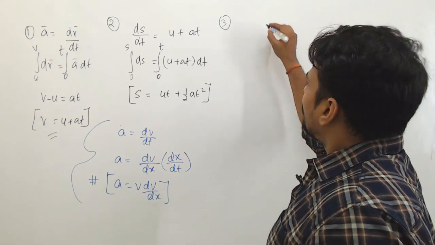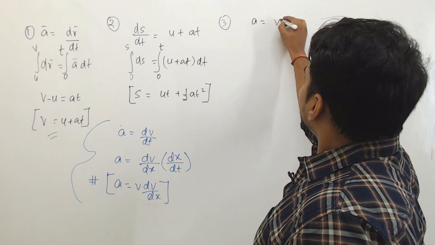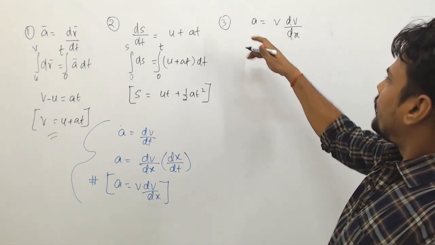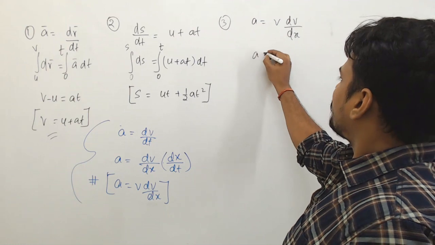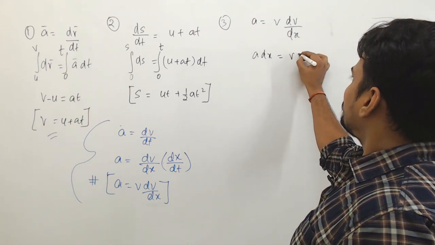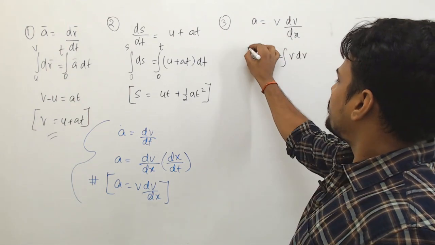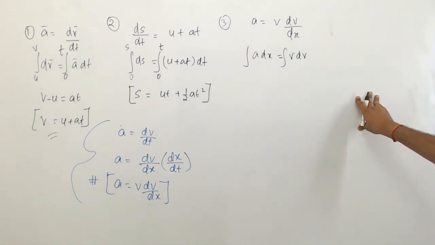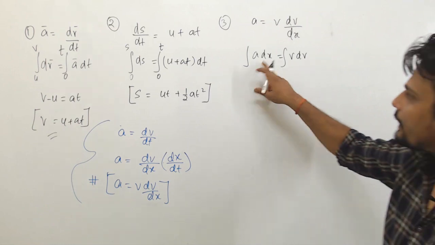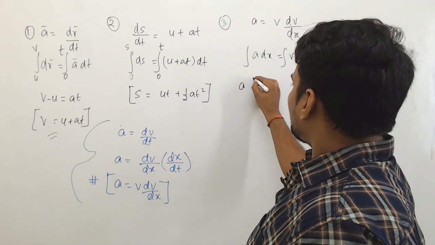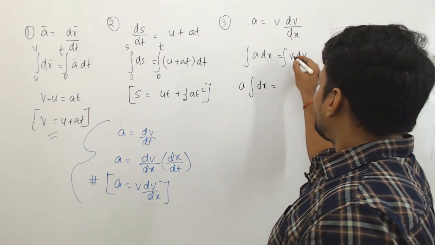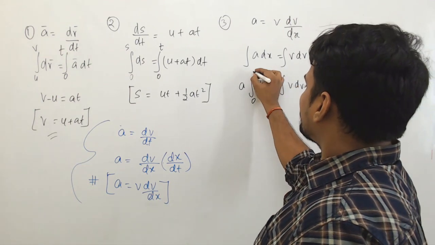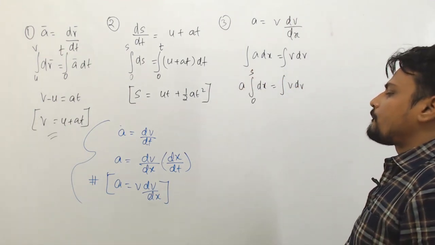So what are we going to have? a equals v dv upon dx. Let us take it to this side. So we are going to have a dx is equal to v dv. Since we are dealing with constant acceleration, that means a is a constant. Can I just take it out and put this dx and v dv as it is? Put 0 to s.